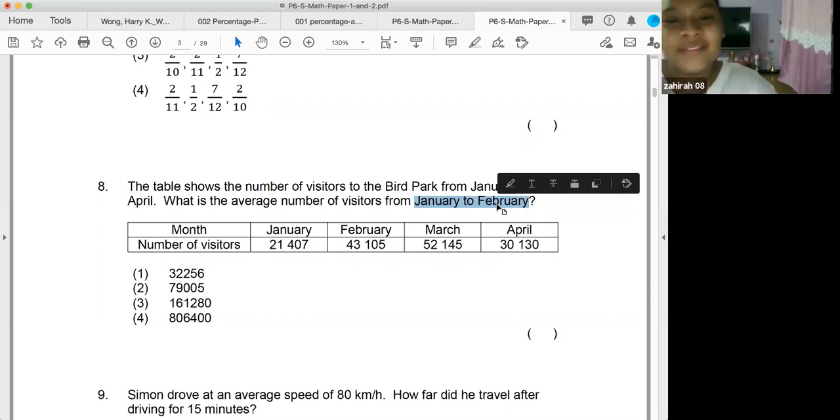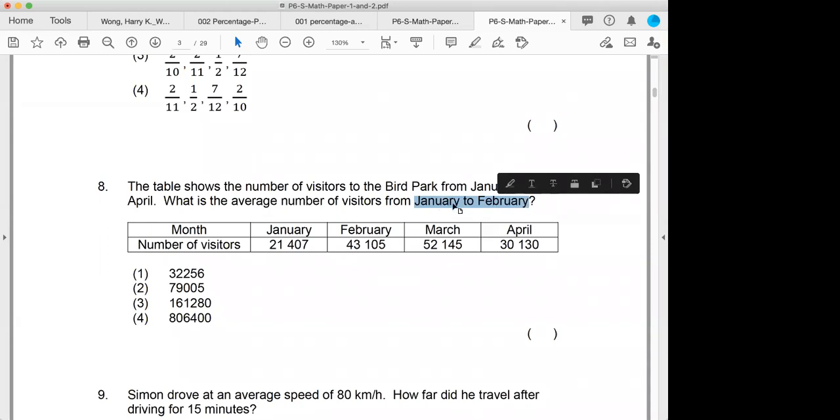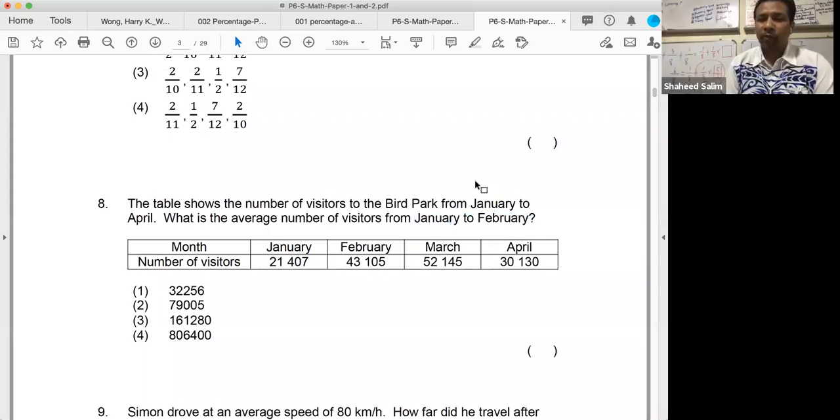Okay, number one. Congratulations to Miss Raihana. You were spot on in seeing this. Number one, yes. I think the rest of us, Shafika, Zahira, and myself, we found the average of all the 4 months. Therefore, we couldn't get the answer. So, well done to Raihana.